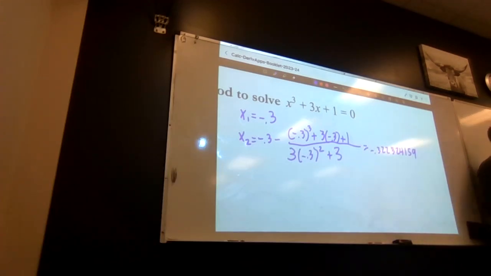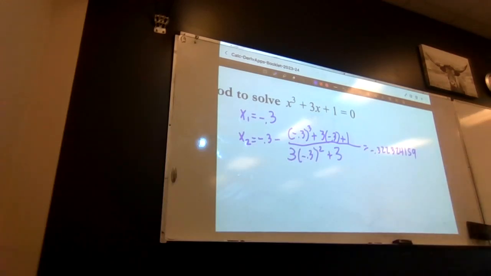So now, what we need to do, and this is going to be important, everybody. This is going to be important. I want you to store this into your x value. So everybody press stow x. Stow x. Because now, what we are going to do is find our x3.